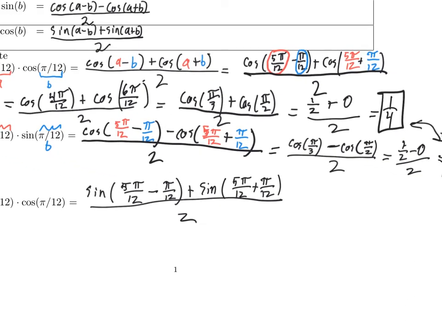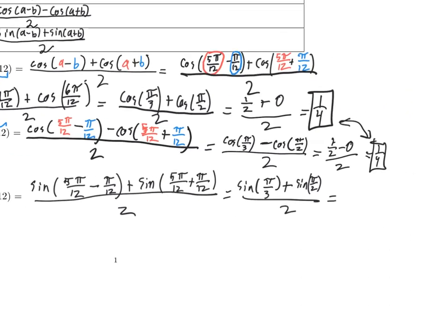Cool. And now, it's the same simplification. This will become the sine of 5 pi over 12 minus pi over 12, so I'm looking right here. That's the same thing as pi over 3. Sine of pi over 3 plus the sine of pi over 2. All that divided by 2.